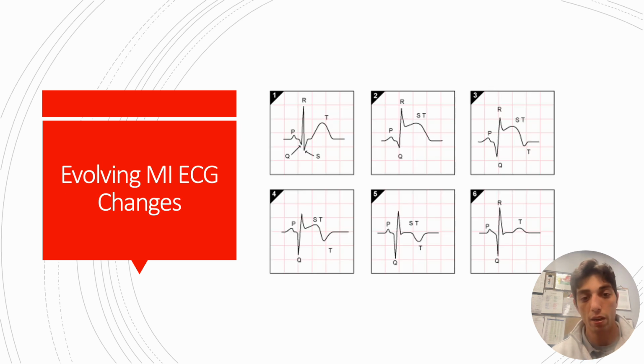What we're seeing here is what an MI looks like for those that aren't really sure. An MI develops what they call an ST elevation myocardial infarction. And what you're going to see, if you look at figure 1, is a normal heartbeat. You have a P wave, narrow QRS complex, and a T wave that's clearly defined.